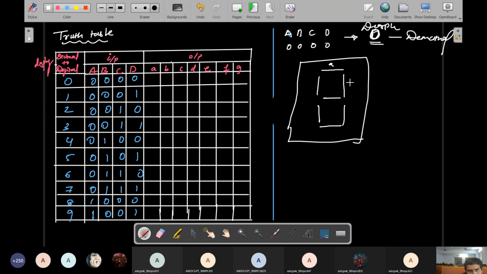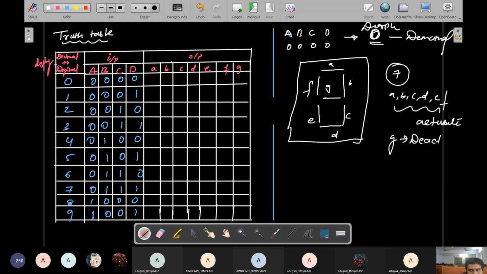Then A, B, C, D, E, F, G. Out of the 7 terminals, A, B, C, D, E, F will be activated, and G is deactivated. Understand? So if you select 0 as your decimal, you apply the 4 inputs as 0, 0, 0, 0. Then LEDs A, B, C, D, E, F are activated, that means they are glowing.